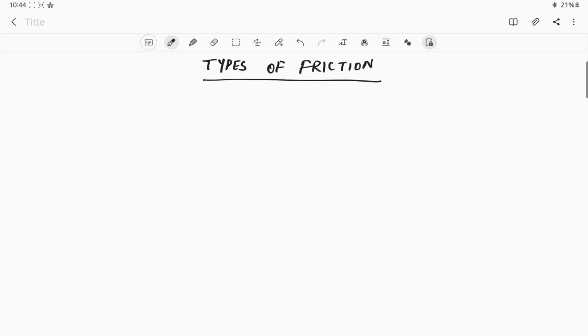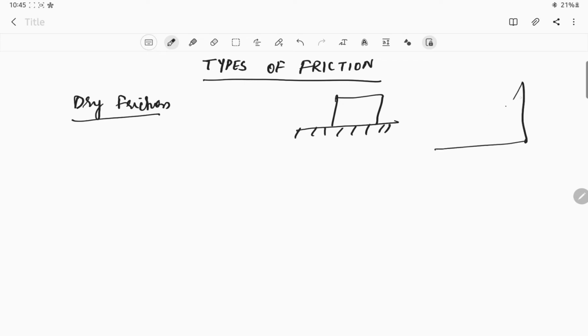How many types of friction are there? Basically we have two types of friction. First is dry friction. So what is this dry friction? This dry friction describes a tangential component. Dry friction is nothing but whenever we have a block resting on the horizontal surface. Suppose for example we have a ladder resting on a horizontal surface like this, then it is said to be dry friction. Whenever blocks are resting on an inclined surface, this is also said to be dry friction.